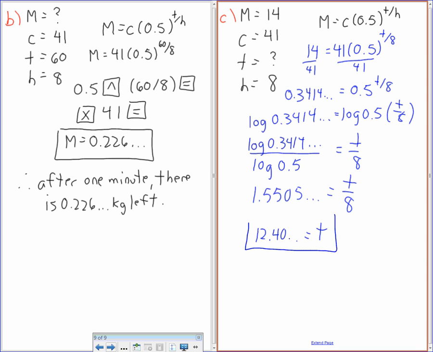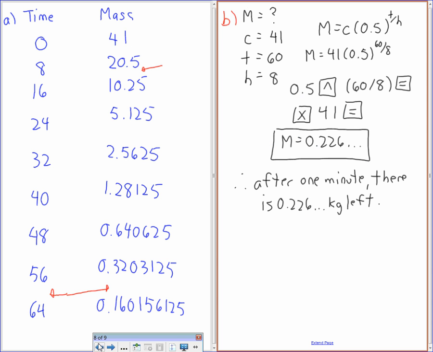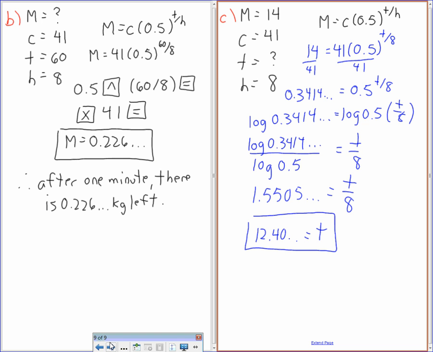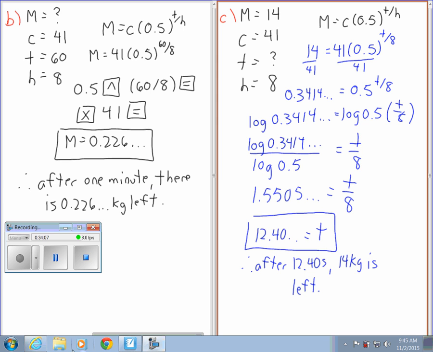Now, before I continue, I know this is fast and furious, okay? Looking back to my chart, I was hoping the answer would be between 8 and 16 seconds, which it is, 12.4. So that means we're feeling okay about that. That's what the chart's good for. Therefore, after 12.40 seconds, 14 kilograms is left. This is a type of question I want you guys to ace on next Tuesday, which I haven't actually announced yet, but Tuesday will be the test.